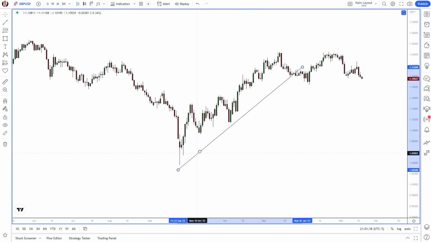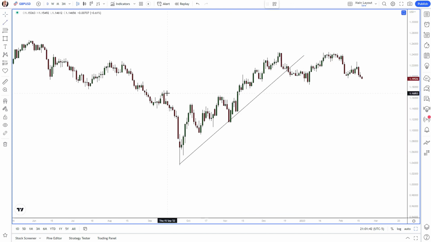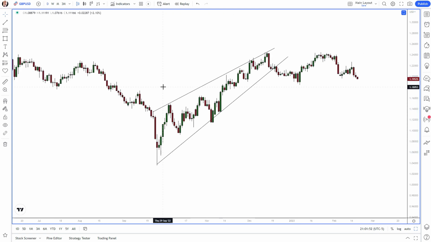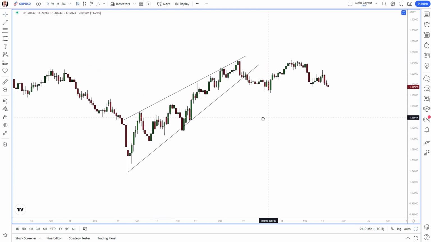You can say this is our trend line here, and maybe a trend line here. This is more of a channel, not really a wedge. Some people might consider it a wedge. I really don't, because it looks more like a channel to me, right?